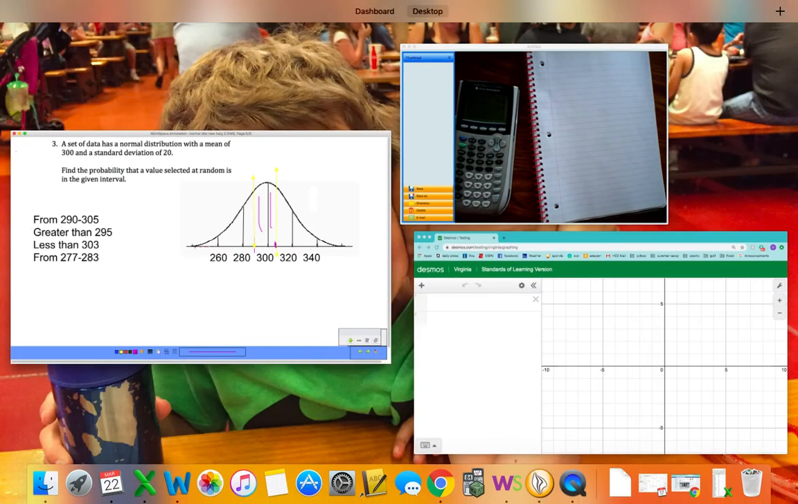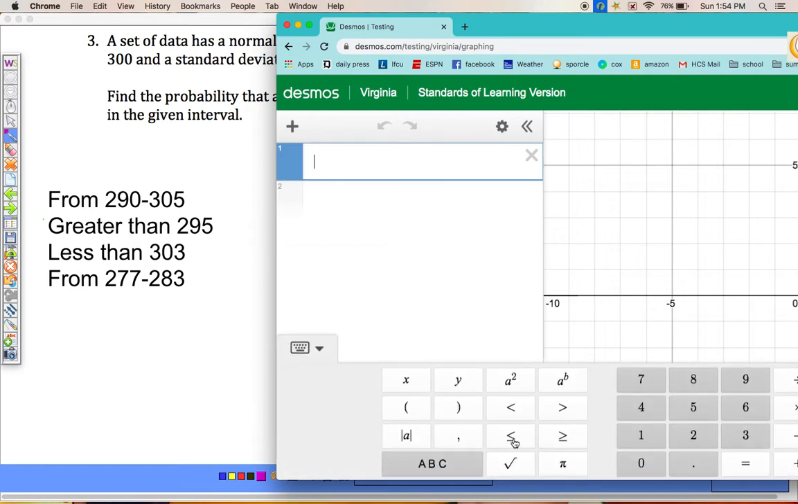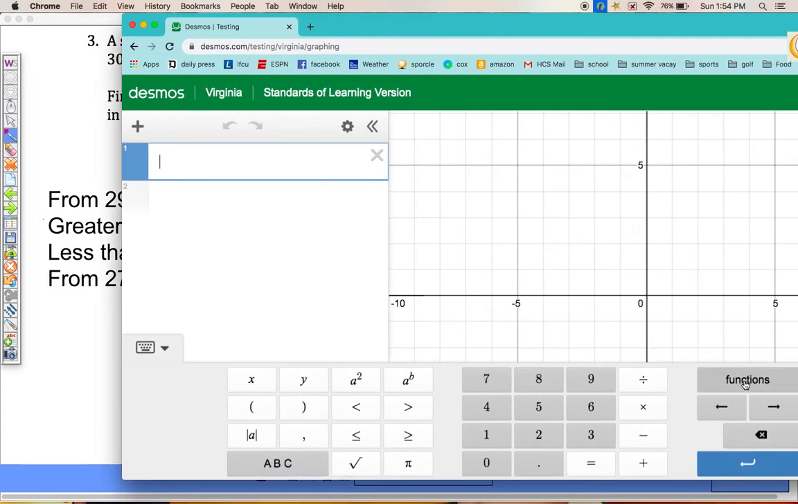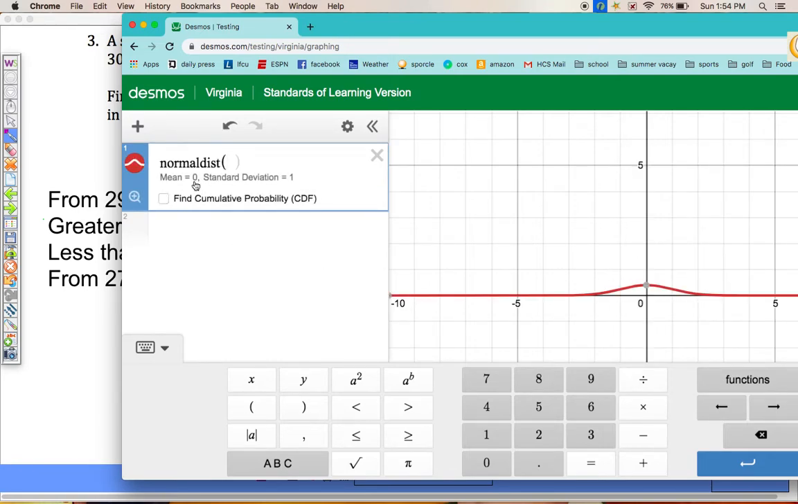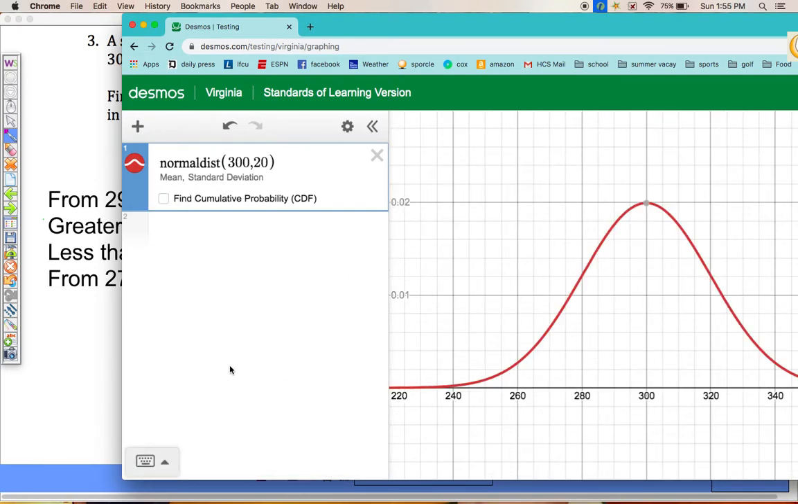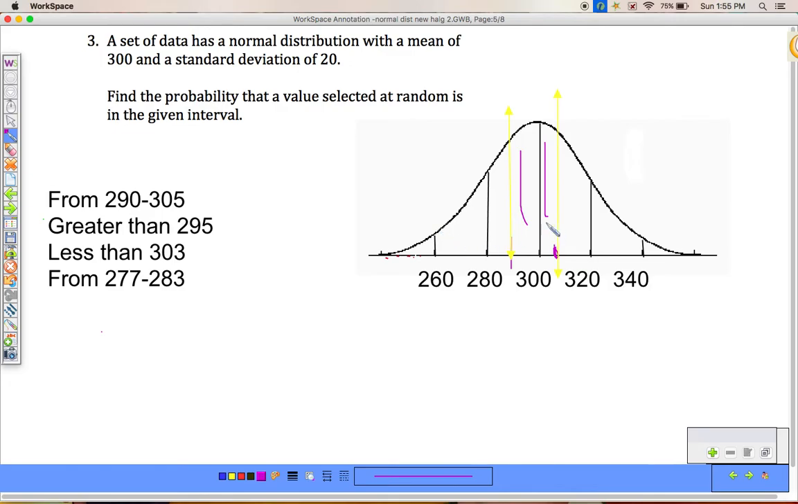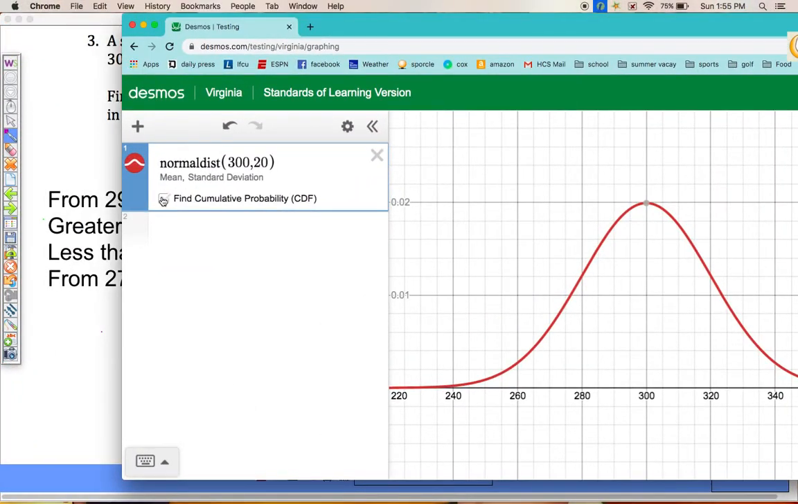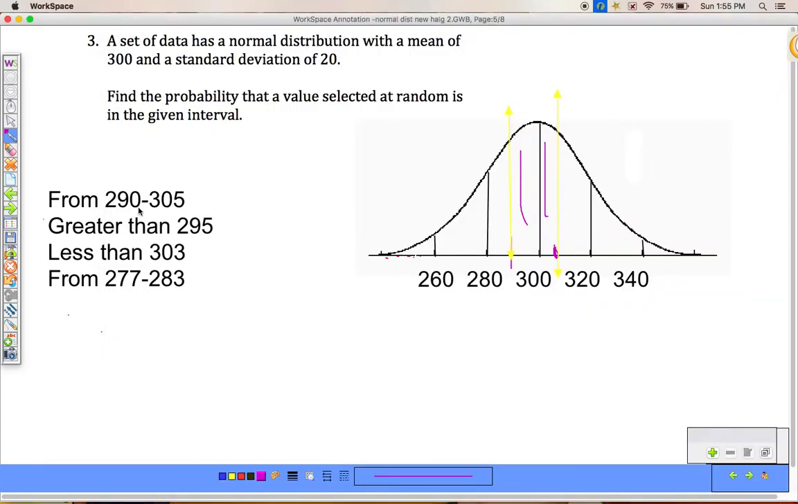So what we're going to do is come over here, get out our Desmos, and go to our functions, distribution, normal distribution. The first thing they want is the mean. Our mean was 300. Our standard deviation was 20. So we get this graph. I'm going to hit my little zoom fit, and it's going to give me what's going on. So I got the same basic picture that I have here. What they want to know is how many people fall in this area. So we're going to hit find cumulative probability. My minimum value I want is 290.